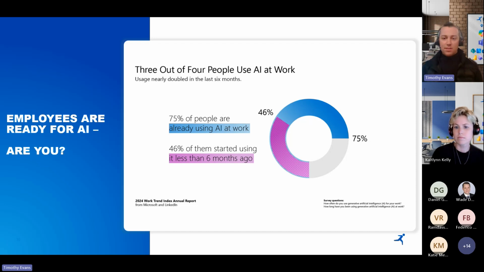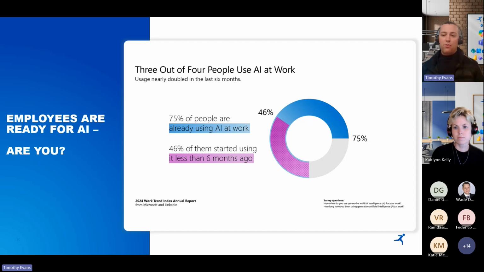With this kind of data that we have on the screen, the 2024 Work Trend Index came out and showed that 75% of people are utilizing AI at work, and almost half of them have started using it less than 6 months ago.